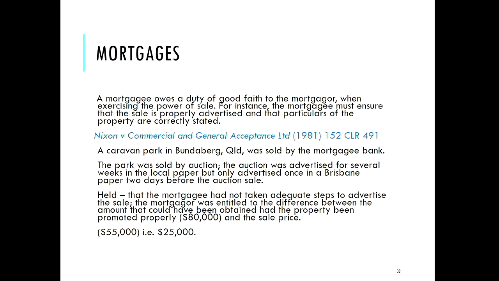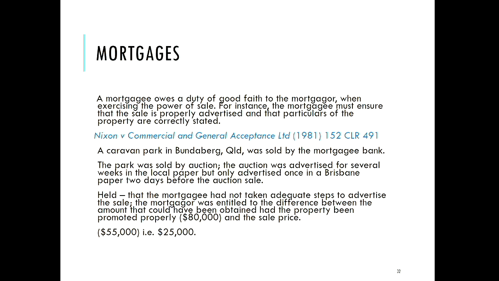So there's a caravan park that was being sold by the bank because there'd been a default, and it was in Bundaberg, Queensland, which is some distance from Brisbane. The park was sold by auction. The auction was advertised for several weeks in the local paper, but it was only advertised in the capital city paper, which I guess must have been the Courier Mail, the Brisbane paper, 2 days before the auction sale. And the property was sold for $55,000, but the evidence was that if it had been properly advertised, its real value was closer to $80,000.